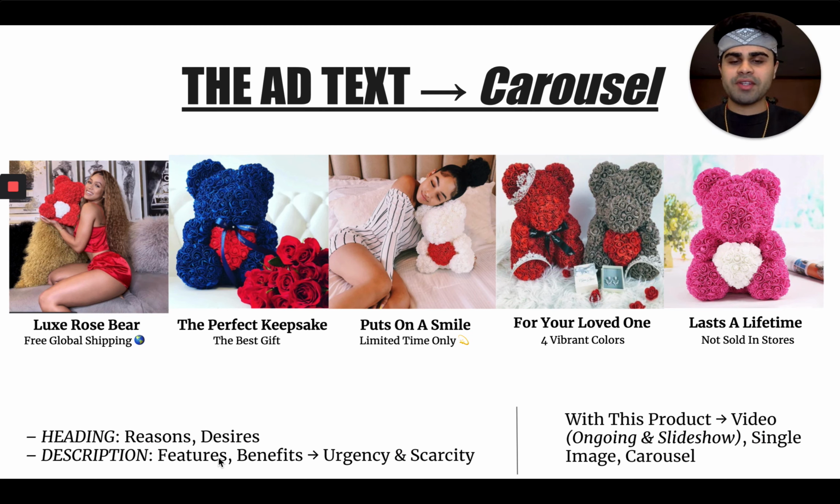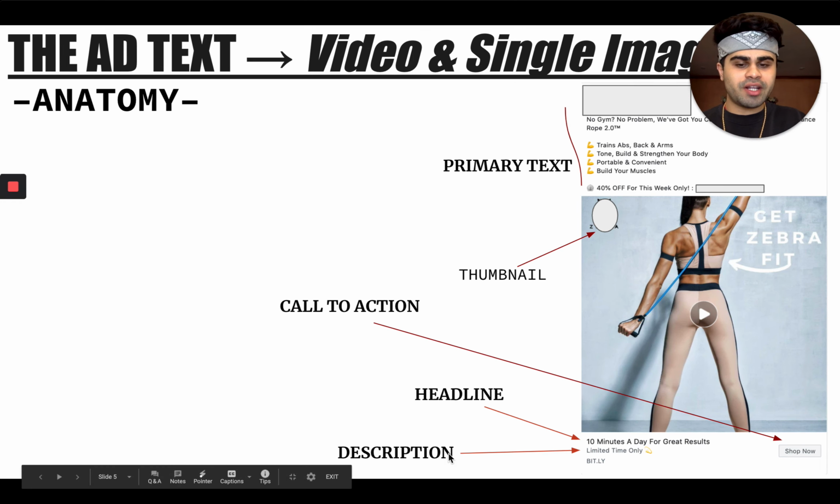So again, this is my carousel ad right here, 5 different pictures. Obviously, the potential customer or the user on Facebook would be able to swipe. Okay, but again, one by one pictures, always one by one. The heading right here is the bold, and those I like to put, again, reasons and desires, right? Reasons and desires right here.